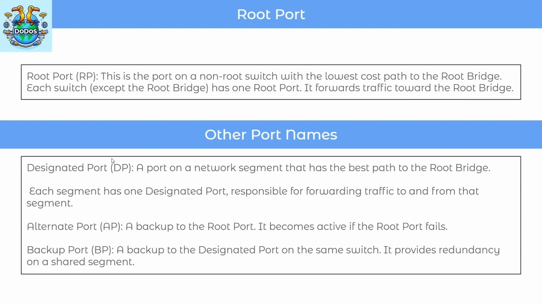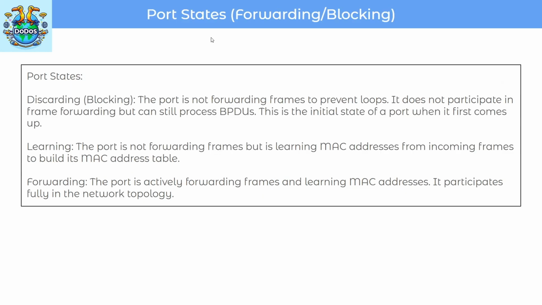Other port names are these: the designated port, where each segment has one designated port responsible for forwarding traffic to and from that segment. An alternate port, which is a backup to the root port. If the root port fails, it becomes active. And then a backup port, which is a backup to the designated port on the same switch. It provides redundancy on a shared segment. Port states, or forwarding and blocking.